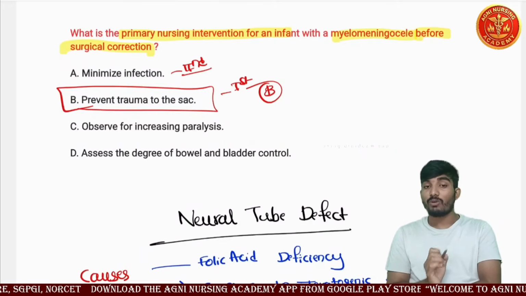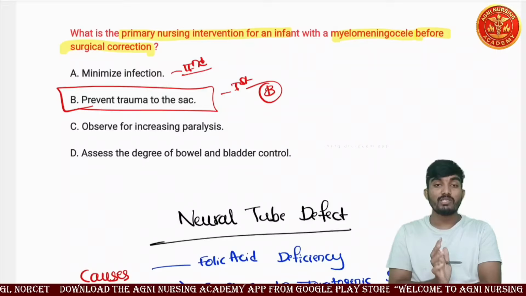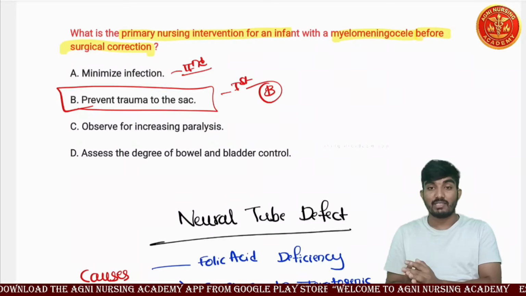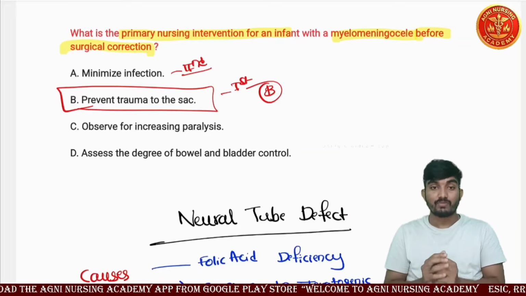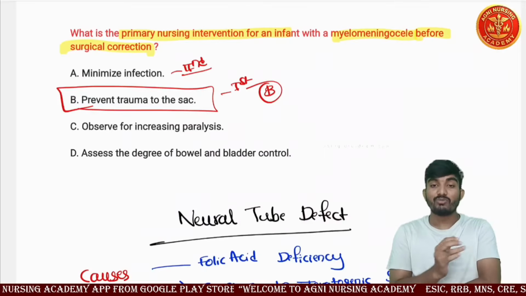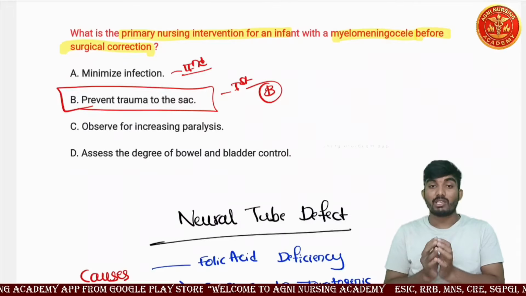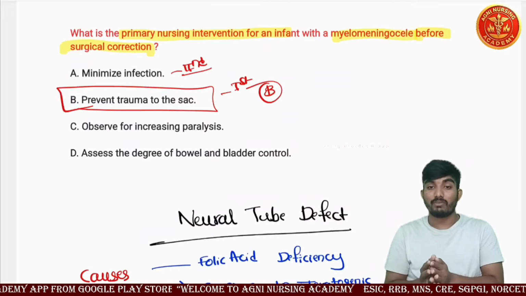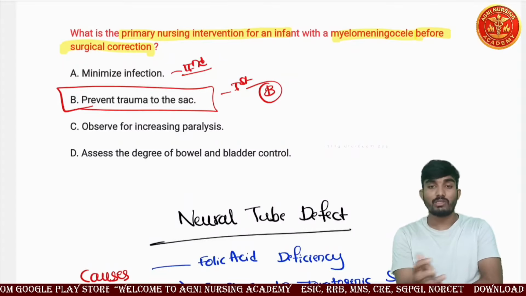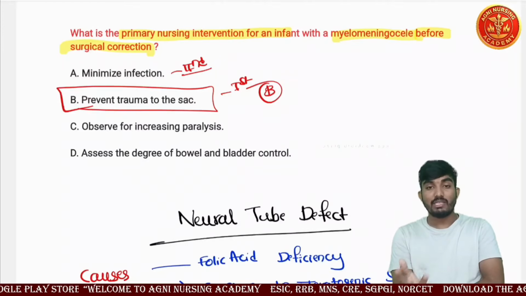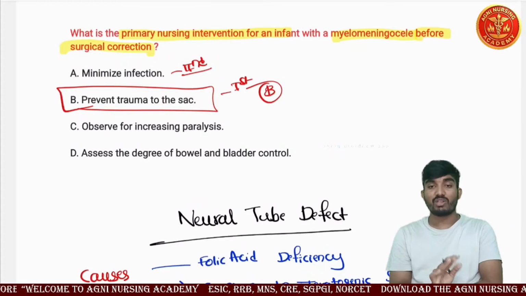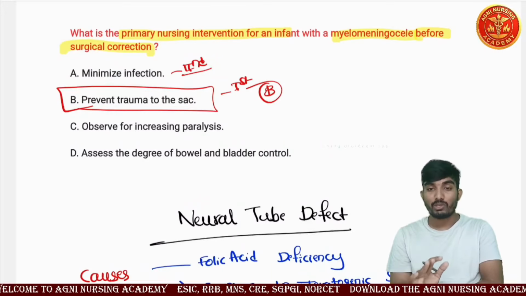Next option: observe for increasing paralysis. Yes, we have to observe, but in the later condition, not as first priority. Option D, assess the degree of bowel and bladder control, because the spinal nerves control bowel and bladder function, which will be affected later. We have to see this also, but it's not the priority in this question. Option B is the correct answer: prevent trauma to the sac.